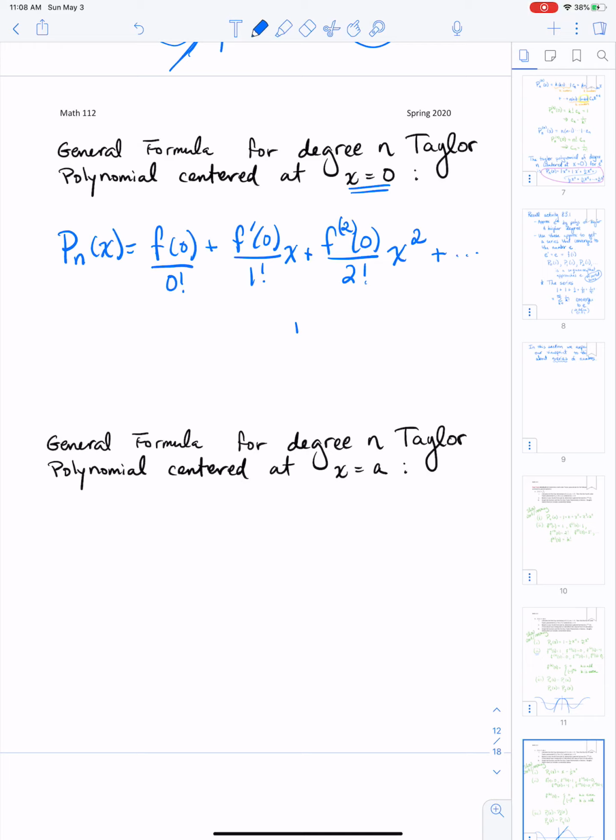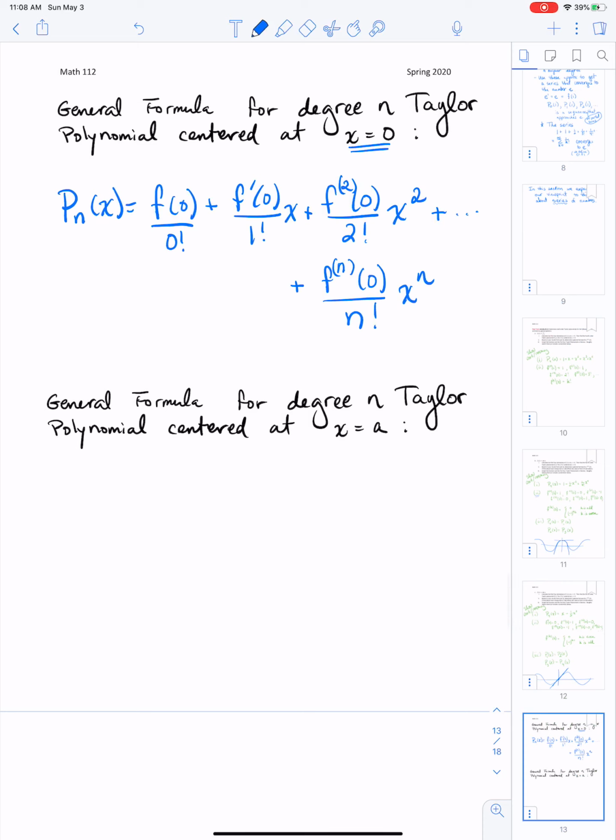And the last term will be the nth derivative evaluated at 0 over n factorial times x to the n. Okay, so this is all when we say that we want the function and its first n derivatives to match our Taylor polynomial at 0. And we can play the same game if we want to match the function and its derivatives at some other point. So I'm going to go ahead and just write this formula down, and then we'll do an example.